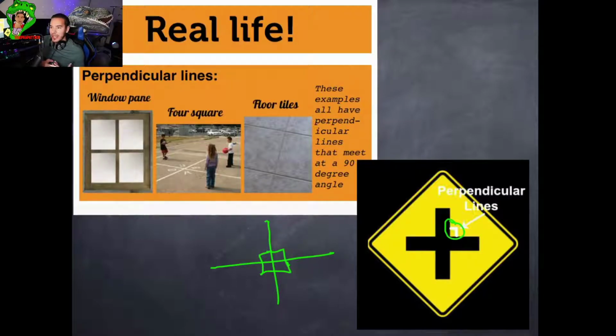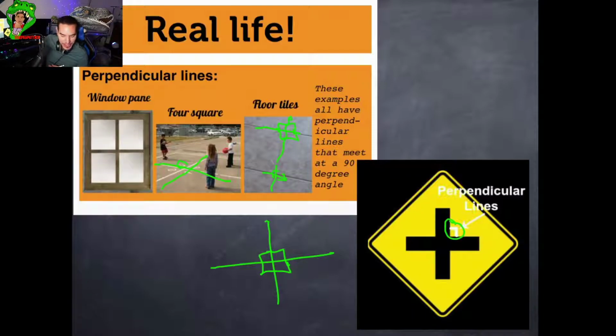There's some prior knowledge there of 90 degrees. What is 90 degrees? It's a right angle, okay? And you see these in real life. Window panes always have that cross. Foursquare, if you played this back in the day, they have 90 degrees right there. These two lines right there are perpendicular to each other. Your floor tiles, look. If you're at home right now, take a look and see if you can find any more perpendicular lines around your house. They're everywhere, and they make a perfect 90-degree angle. Right here, they cross at 90 degrees.